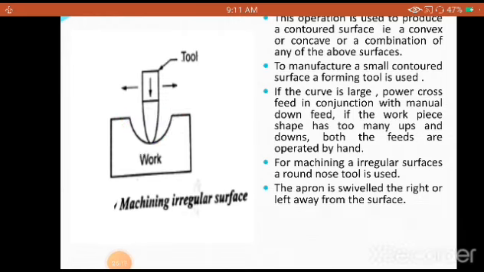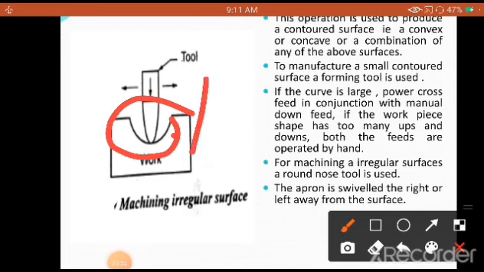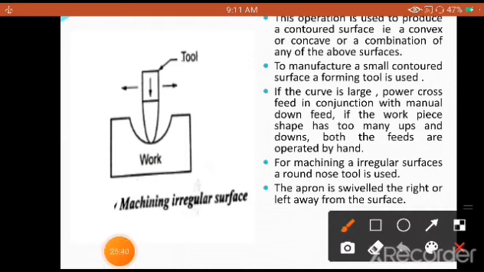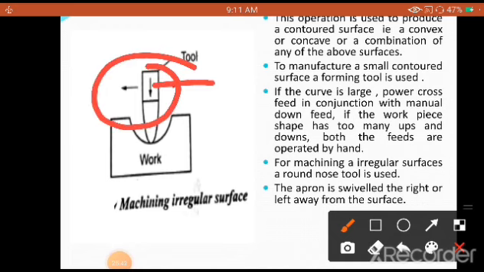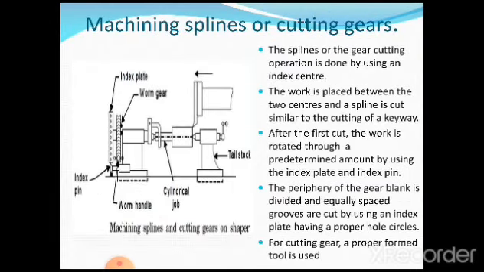The apron is swiveled, the right or left, away from the surface. So what we are going to do, we are going to start with the cut in such a way that we cannot give the depth of cut directly like this. We have to go step by step. For that purpose, the apron movement is given in either this direction or this direction gradually, when the operation is carried out continuously.